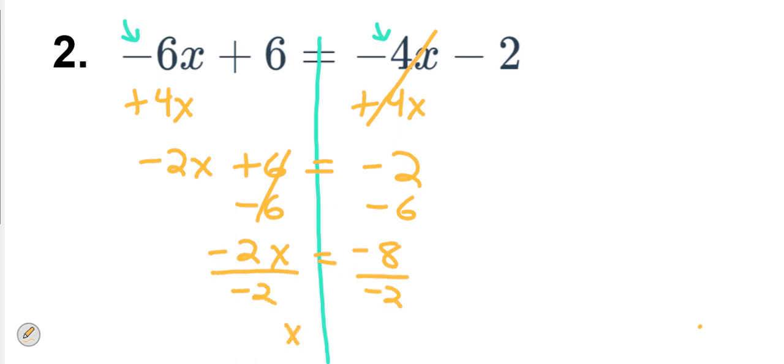So it turns out that three steps are really just get the x's on the same side and then do a two-step. So we're going to be really good at these.